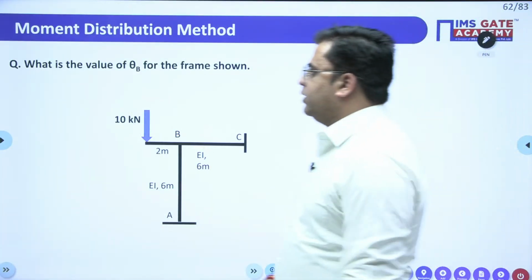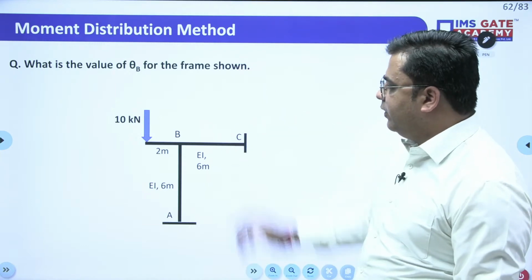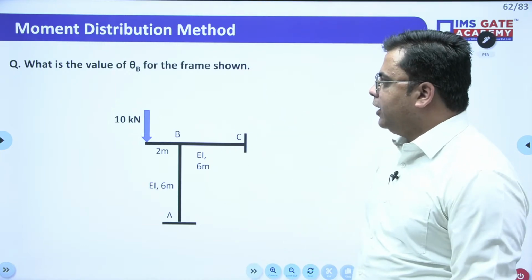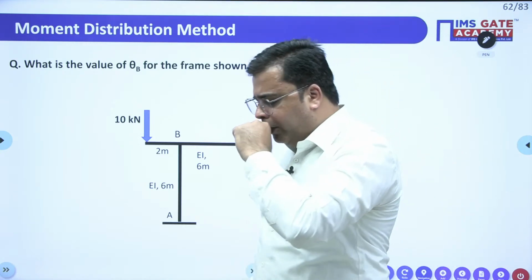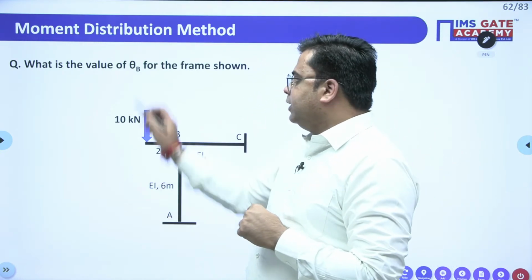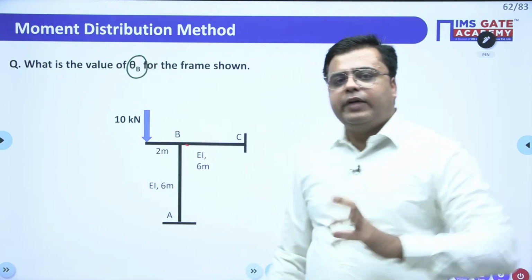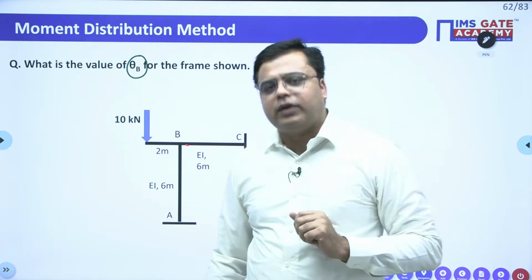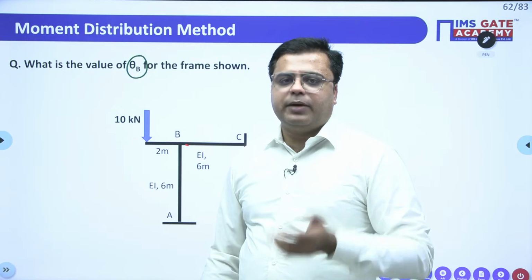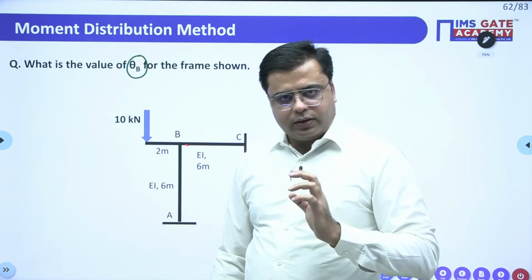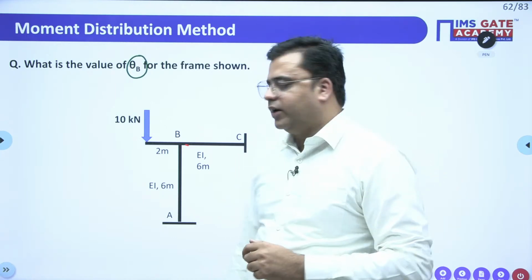In the next question, what is the value of theta B for the frame shown? You are given the frame and you need to calculate the value of theta B. Now understand this: theta B will only happen at a joint when some moment is applied over the joint. This theta B will never happen due to any point load. It will only happen when there is some rotation at a joint.